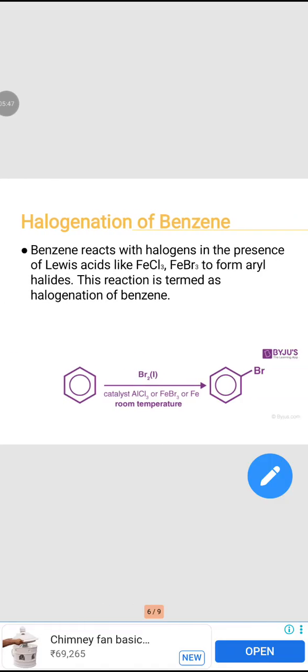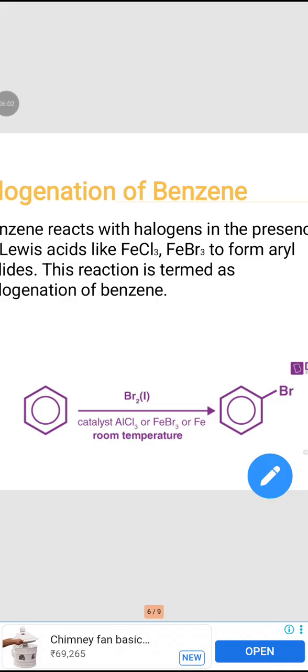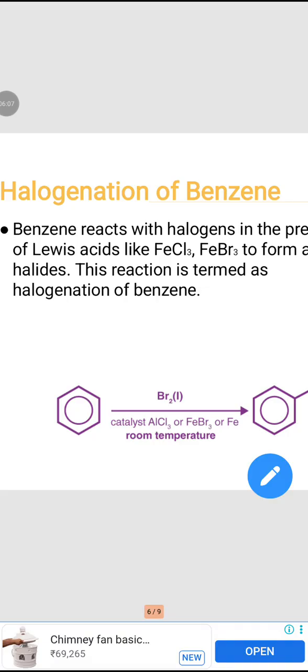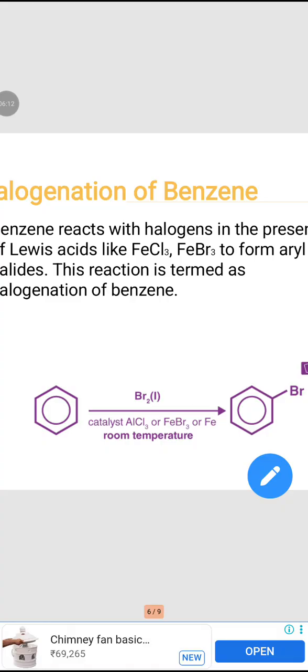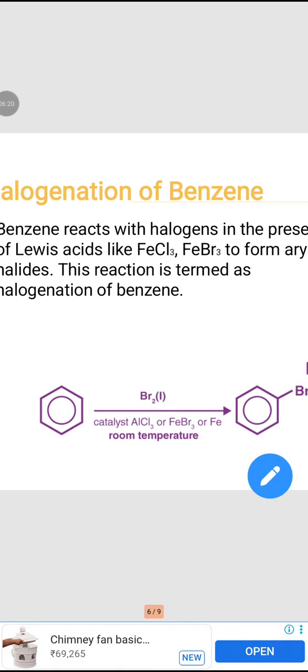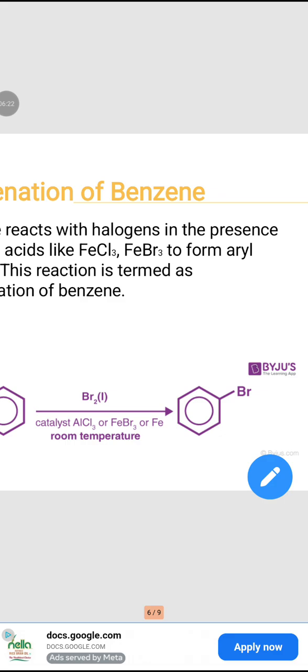The next is halogenation of benzene. Benzene reacts with a halogen in the presence of a Lewis acid, like ferric chloride or ferric bromide, to form aryl halide. The reaction is termed halogenation of benzene. Benzene is reacted with bromine, Br2. The catalysts used are AlCl3, FeBr3 or Fe at room temperature. So benzene is reacted with halogens to form aryl halide.